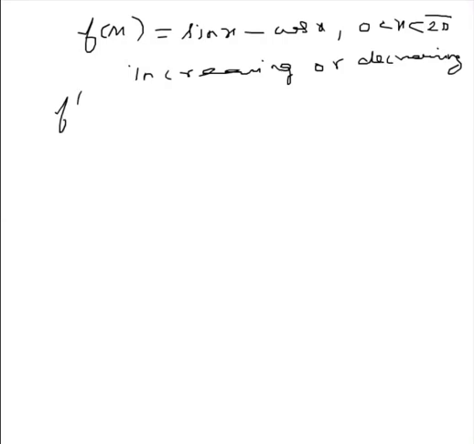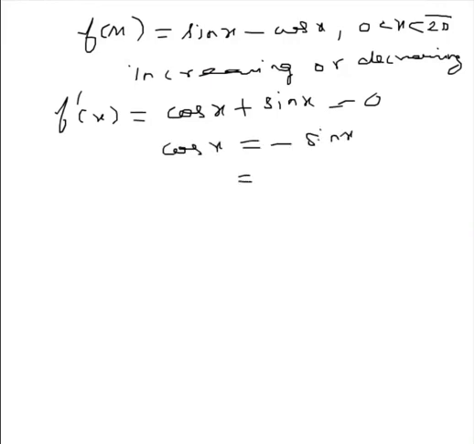Let us find f dashed of x. Differential of sin x is cos x. Differential of cos x is minus sin x, so it becomes plus sin x. Now cos x is equal to minus sin x, so tan x is minus 1, or cot x is equal to minus 1, you can write.